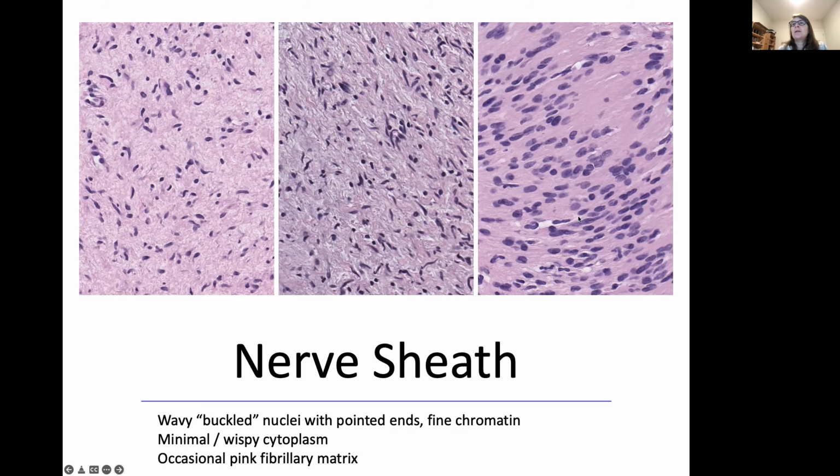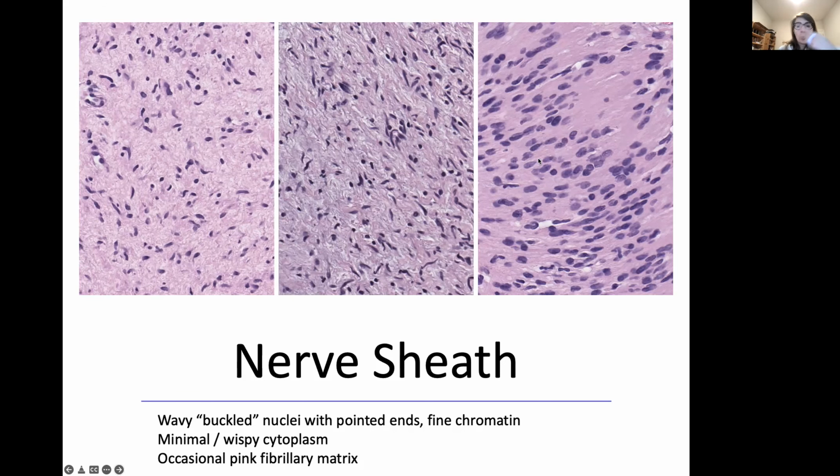And those of you who may be looking at each of these three images and knowing exactly what they are, you may recognize that this one on the left is more characteristic for a neurofibroma, which is a little more haphazardly oriented with some wavy stuff in the background. And the one on the right actually does not have those very characteristic pointy nuclei of a nerve sheath tumor. But it does have this background fibrillary, linearly oriented matrix.